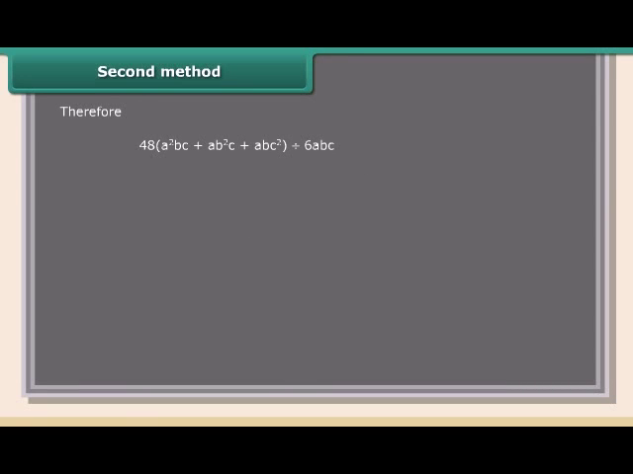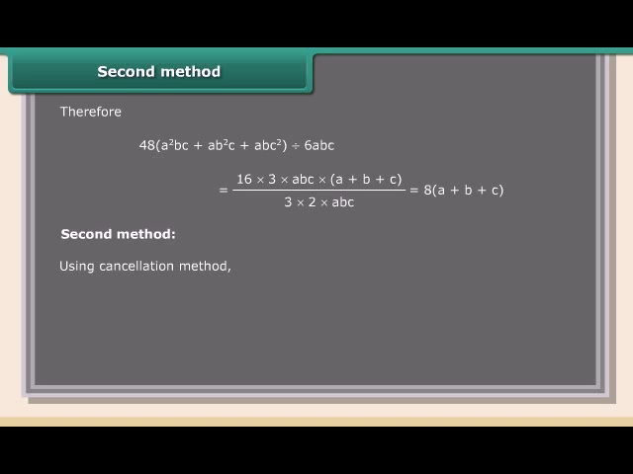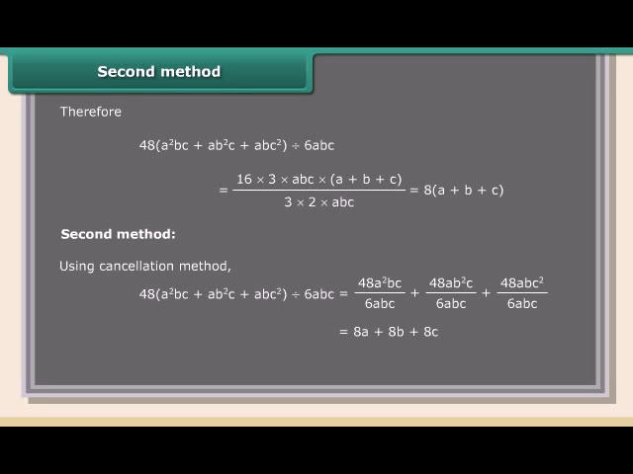Therefore, 48 into a square bc plus ab square c plus abc square divided by 6abc is equal to 16 into 3 into abc into a plus b plus c upon 3 into 2 into abc is equal to 8 into a plus b plus c. Second method, using cancellation method. 48 into a square bc plus ab square c plus abc square divided by 6abc is equal to 48a square bc upon 6abc plus 48ab square c upon 6abc plus 48abc square upon 6abc is equal to 8a plus 8b plus 8c is equal to 8 into a plus b plus c.